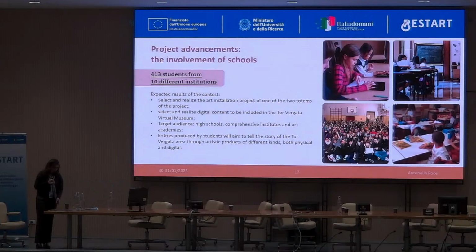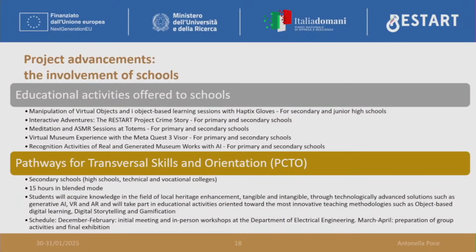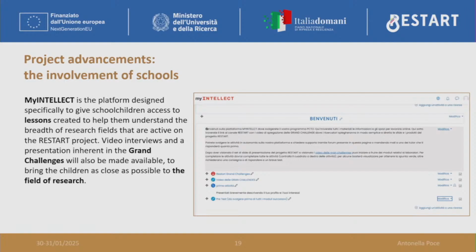But the most important thing that I wanted to communicate to you today is that we have already 413 students from secondary schools of the area in Rome registered to take part in our program of activities that are not only related to the possibility to access the virtual museums and other contents, but they will work with us in specific pathways for transversal skills and orientation. This is a dual learning program where these 413 students from secondary school are involved, and they will work both online and on-site, having these kinds of experiences at the totem connected to the 5G antenna.